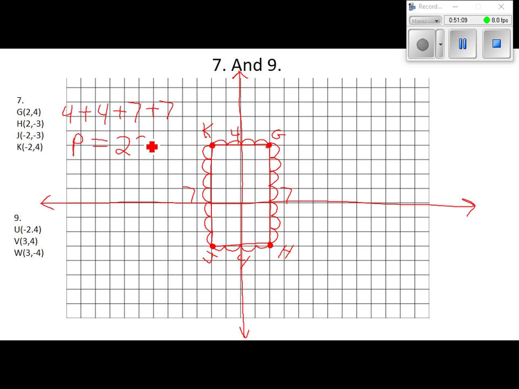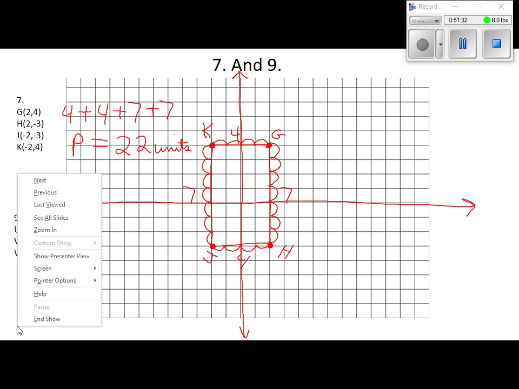22. Did they give us units? No. So if they didn't give you units, write "units." So that's number 7. Next one, number 9. Everybody have that much so I can erase that?